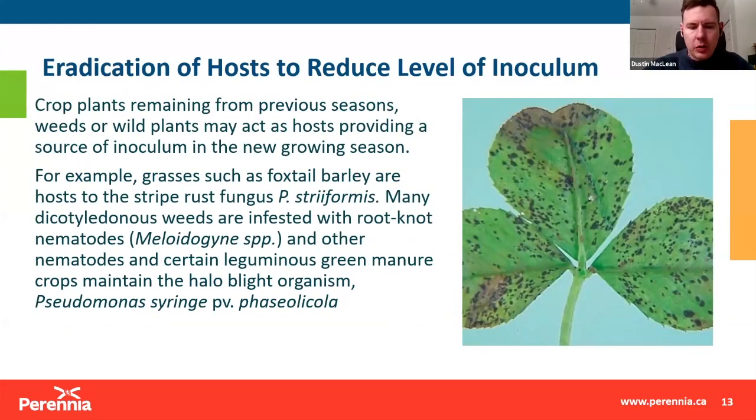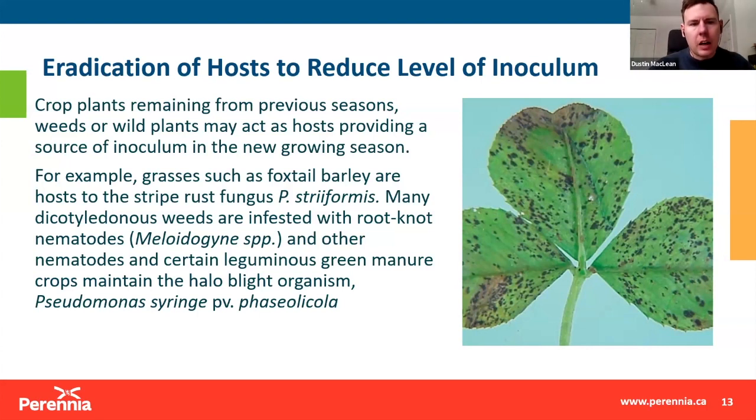Eradication of hosts to reduce the level of inoculum. Crop plants remaining from previous seasons, weeds, and wild plants can act as hosts, providing a source of inoculum in the new growing season. For example, wild grasses such as foxtail barley are hosts to the stripe rust fungus, Puccinia striiformis. It's also host to a fair number of other rusts. I think it's also a host to leaf rust of barley and leaf rust of wheat as well.